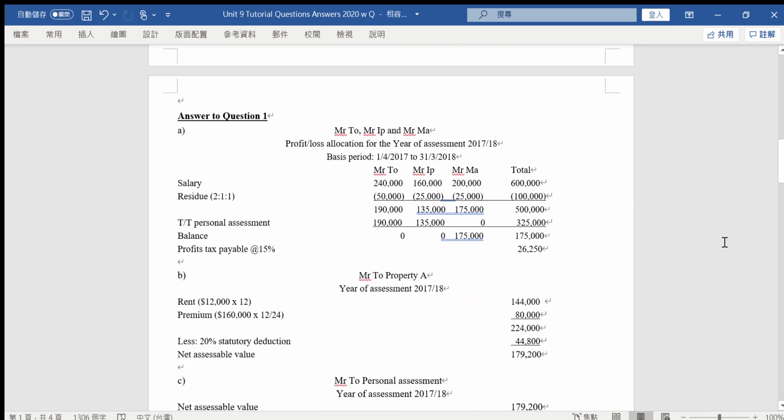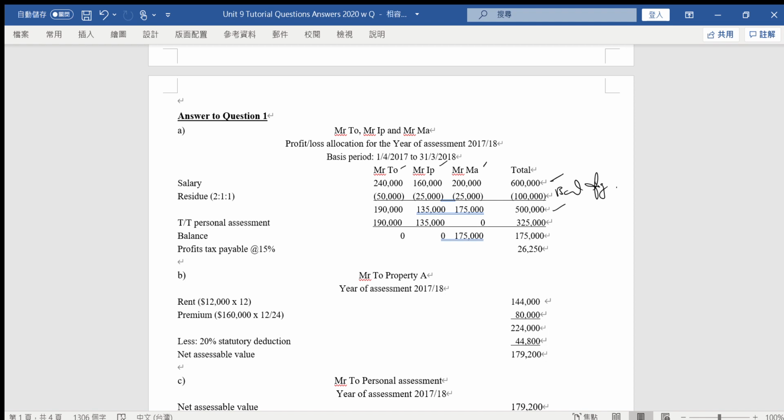Now, first of all, we'll write down the table for Mr. To, Yip and Ma. First of all, that is the salary they are entitled to, and that amount has been added up. Just after their salary, that is the balance sheet figures.